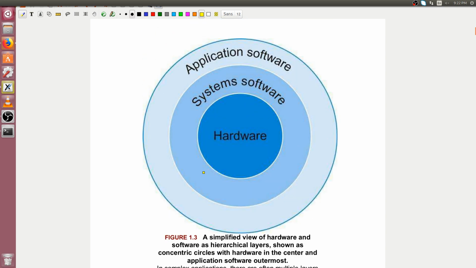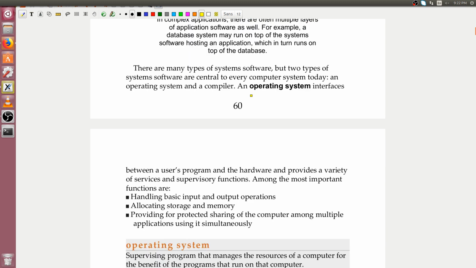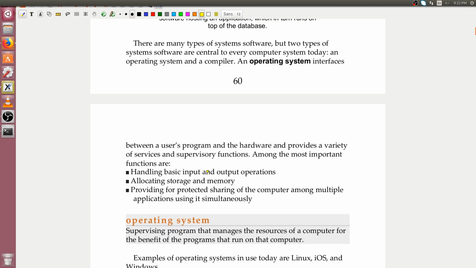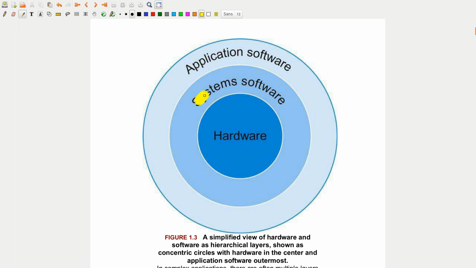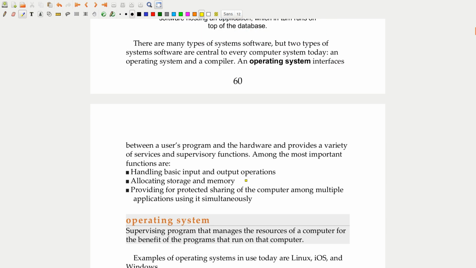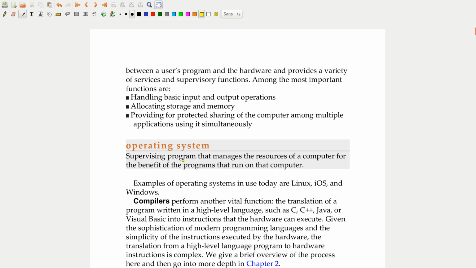So of course, this is a simplified view. You could throw in some extra layers here and there depending on what your focus is. But in general, this is about as much abstraction as you probably need. Among the most important, an operating system interfaces between a user's program and the hardware. So like I said, we're talking about operating systems at this level. And then this is some application, and then of course this is just the hardware. Examples of operating systems are Linux, iOS, and Windows.